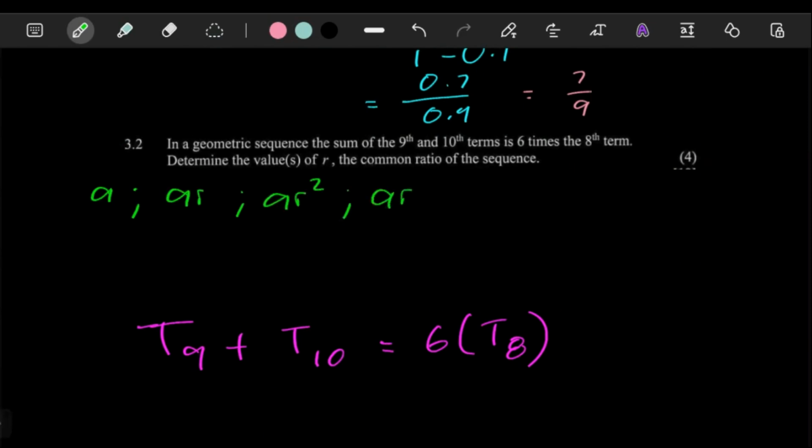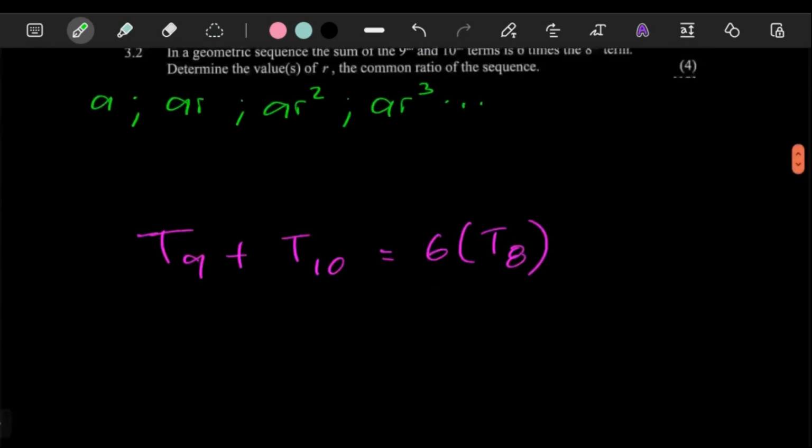And then AR cubed going onwards until forever. So the thing is, term number 1, you see it is AR to the power of 0. Term number 2 is AR to the power of 1. Term number 3 is AR to the power of 2. Term number 4 is AR to the power of 3. Going onwards, term number 9 would basically be AR to the power of 8.